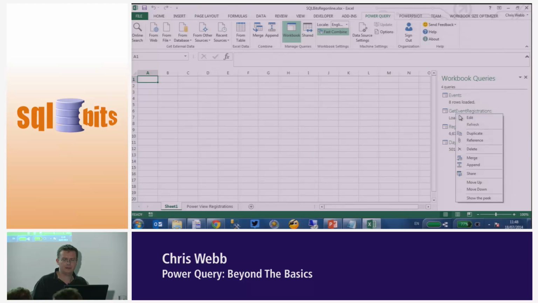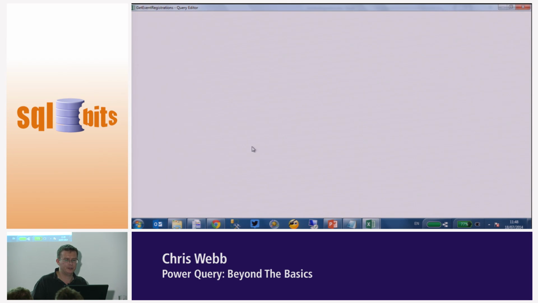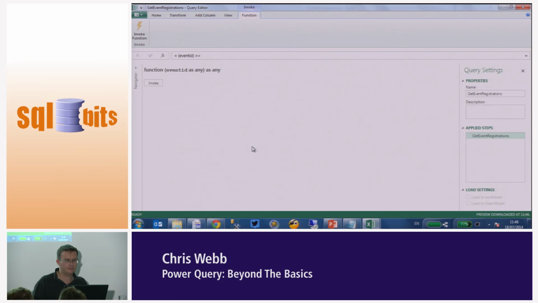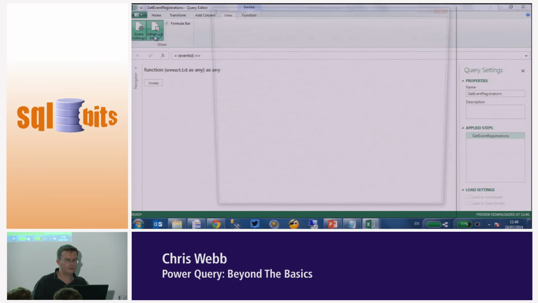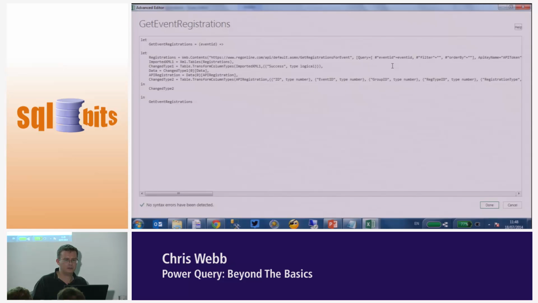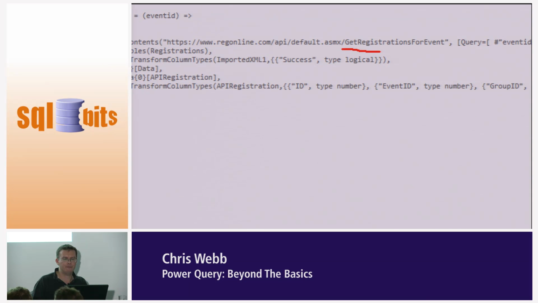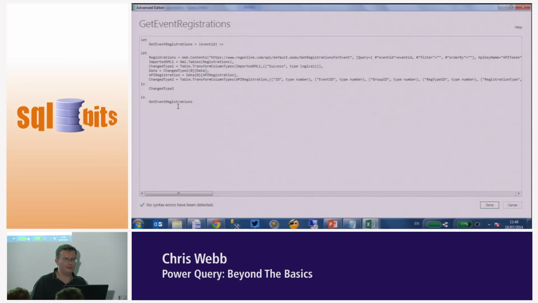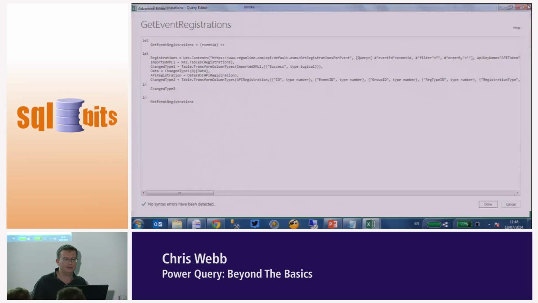And then what I did here was create a function that for each event, so pass in an event ID up here, go away and call the get registrations for event web service. That will get a list of all of the registrations for each event. So I get all of that back. So I get a table containing the registrations for each individual event.